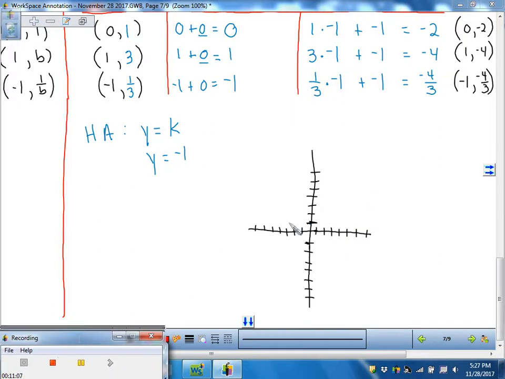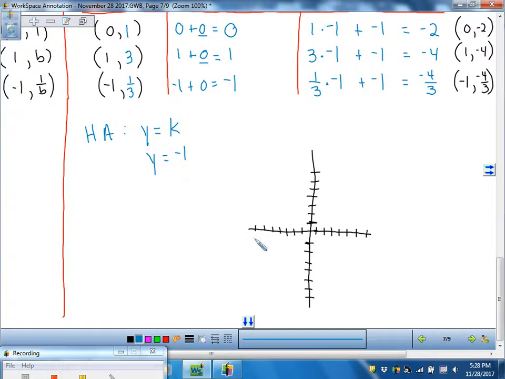Okay, so we're ready to plot our points and graph our horizontal asymptote. Our horizontal asymptote is at y equals -1. So let's go ahead and plot that. Now let's plot our point (0, -2). (0, -2) is right here on the y-axis. (1, -4): over 1, down 4, 1, 2, 3, 4. And our third point, (-1, -4/3): over -1, down 4/3.